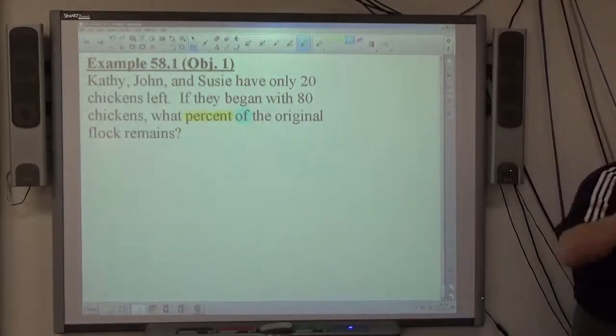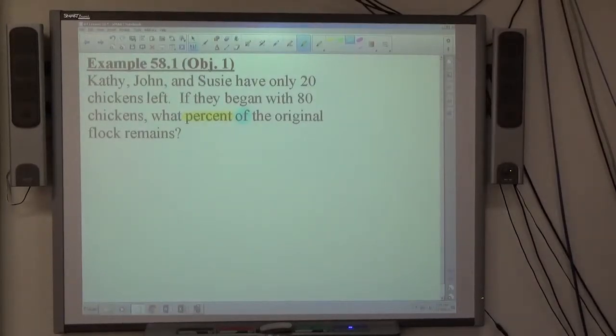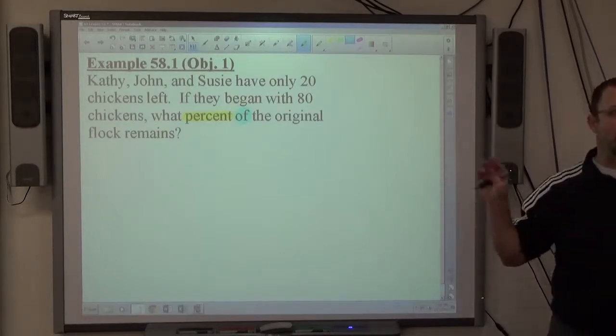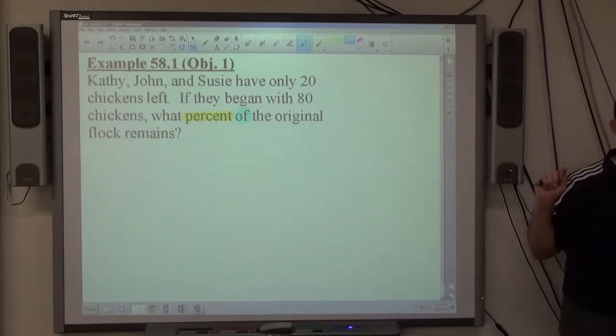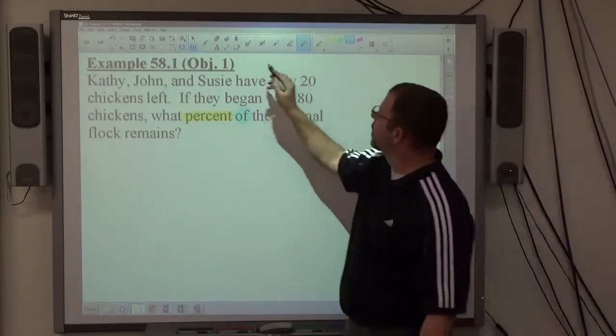When you see percent of, we're going to deal with a part and a whole. A lot of times math is about something just as simple as a little word like this. So the word of, following the word percent, means it's a part-whole problem.